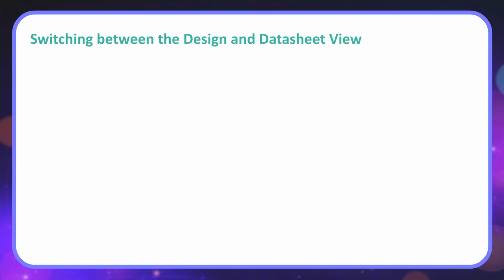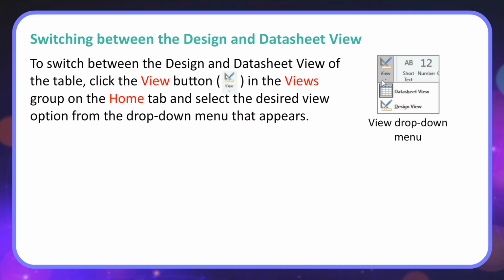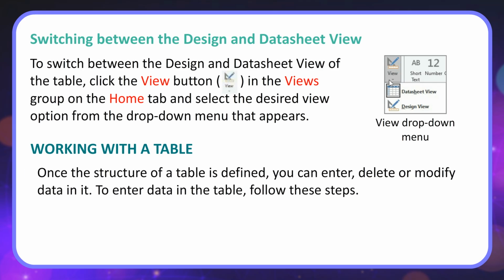Switching between the Design and Datasheet view. To switch between the Design and Datasheet view of the table, click the View button in the Views group on the Home tab and select the desired view option from the drop-down menu that appears.